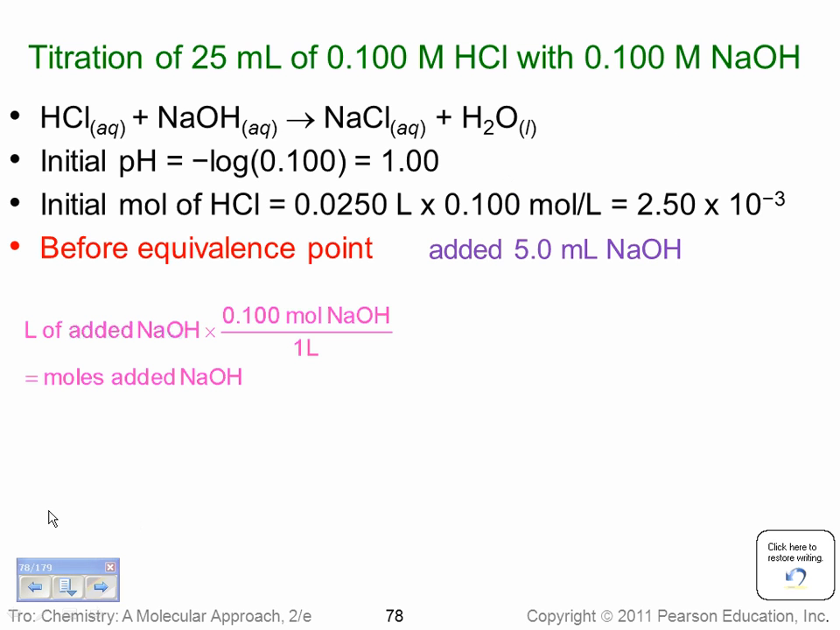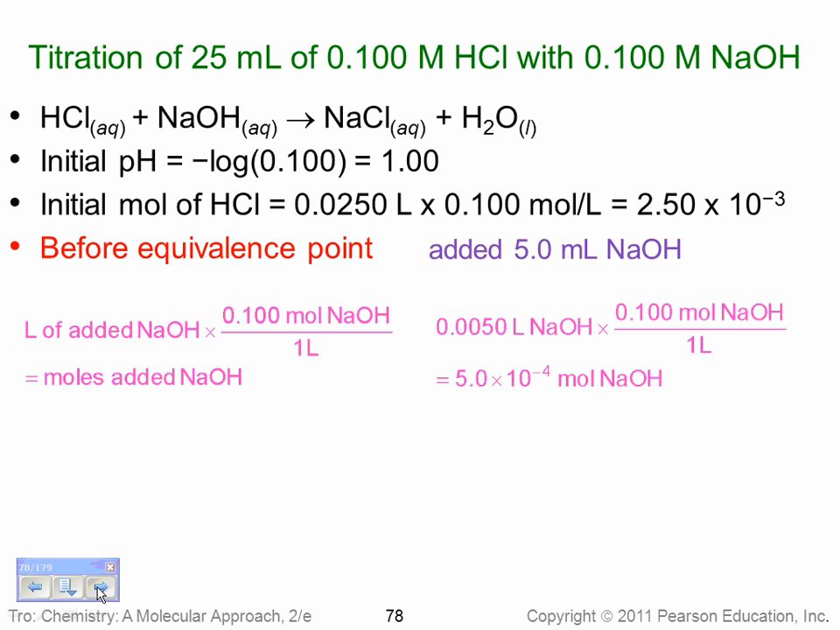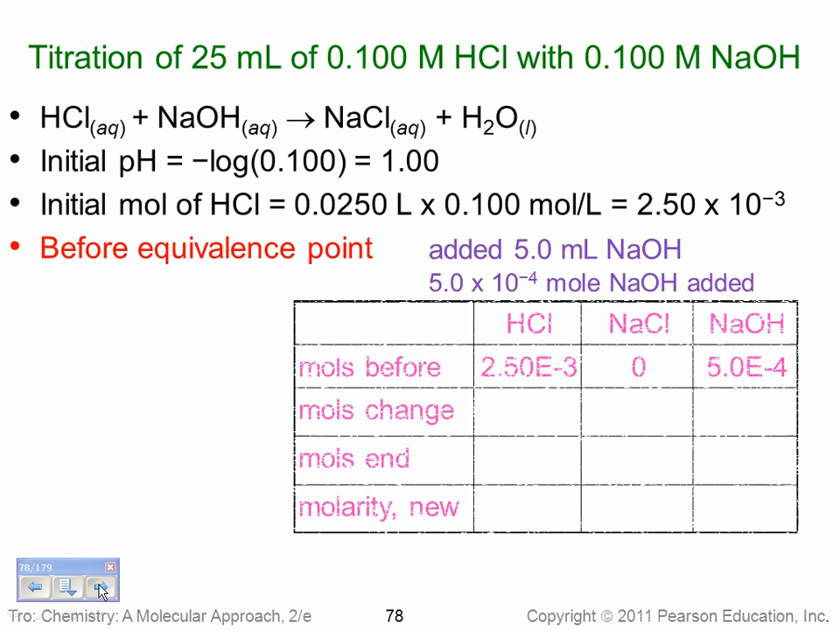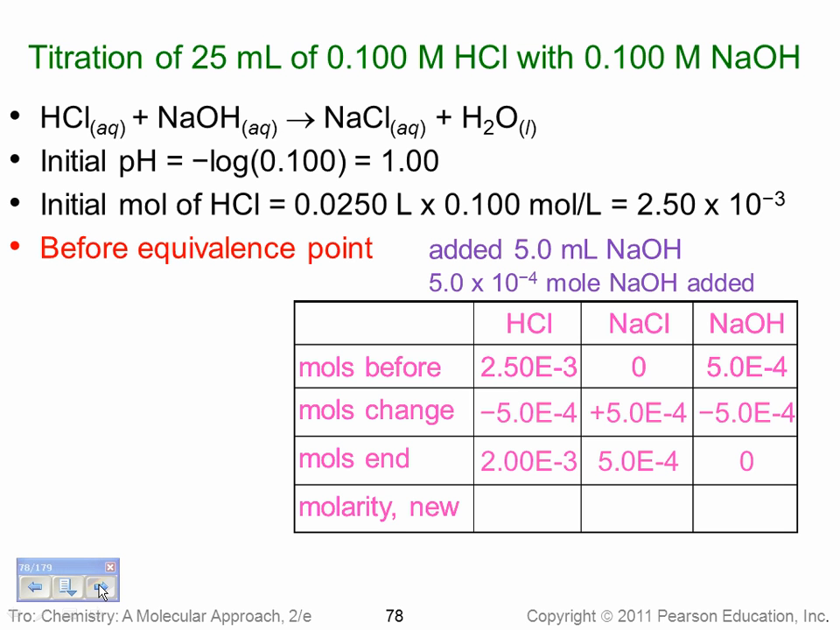So I take my liters of added sodium hydroxide, the concentration of that, and I determine the number of moles of sodium hydroxide. That number is 5 times 10 to the minus 4. Now that I have that number of moles of hydroxide, I know that it is going to consume the same number of moles of acid, because it's a neutralization reaction. It's not an equilibrium, it's going to happen. That's going to get rid of all the hydroxide that I just added.